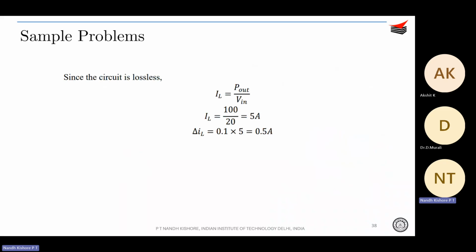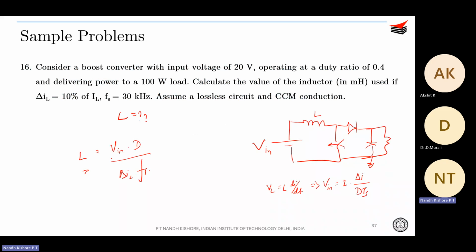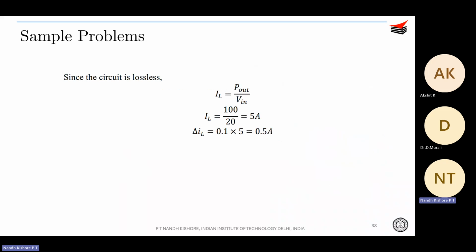So you know what is the average value of inductor current. That turns out to be around 5 amperes. The power is given, correct? 100 watts, assuming it's lossless. You divide the power by the input voltage, you get the input current or the average inductor current, right? So this is your I in, and delta IL would be 10% of that. That is the ripple they have given. So delta IL is 0.5 amperes. So from that you get what is your L. Okay. So the first part is very similar to what we saw previously.